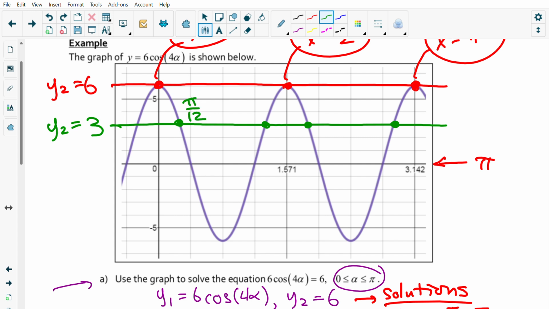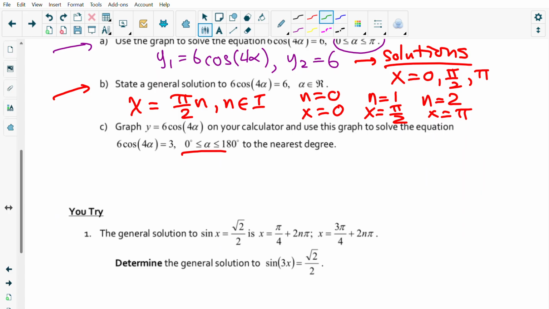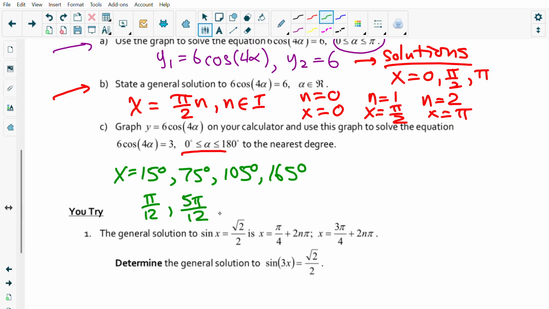And that's pi over 12, 5 pi over 12, 7 pi over 12, and 11 pi over 12. And that I got with my intercept function. So to the nearest degree, x equals 15 degrees, 75 degrees, 105 degrees, and 165 degrees. So I know I stated it initially, the solution's in radians, so I'll just write the radian values underneath.